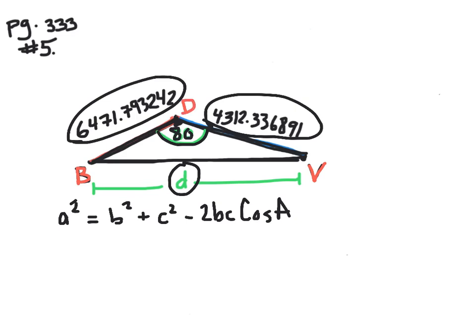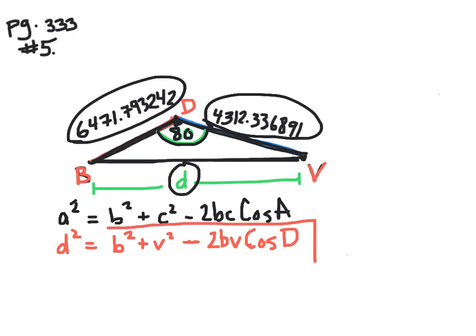The way you would arrange these letters, since you're looking for little d, it would be written like this: d squared over here, and then all the other letters. B squared plus V squared minus 2bv cos of, and of course it is going to be big D. So I'll let you finish this problem on your own, but that is what you're going to plug in all the numbers into the right side of this equation and then figure out D after you've done all the proper math here.